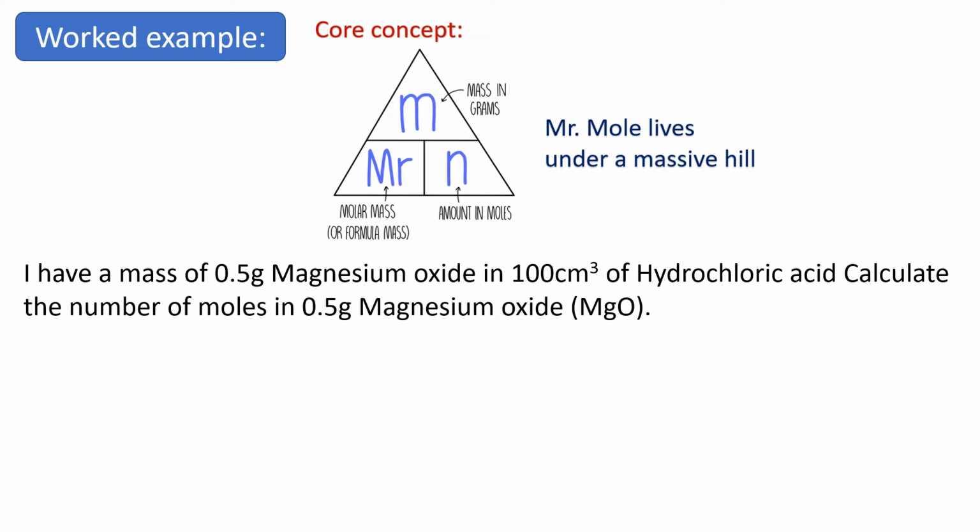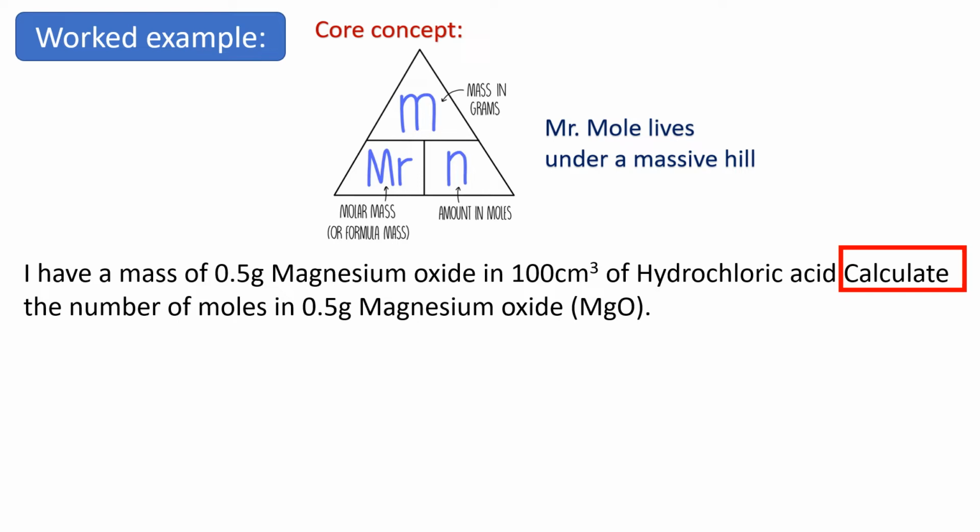Okay, so let's read this question. I've got my core concept there. Right, so it says I have a mass of 0.5 grams magnesium oxide in 100 centimeters cubed of hydrochloric acid. Calculate the number of moles in 0.5 grams magnesium oxide, MgO. So my command word there is calculate, which means I'm going to be using my calculator, and I would suggest you always write down the formula first. You never know if it's going to pick you up any marks, but it will also guide your calculations through, so you're constantly referring back to that calculation.